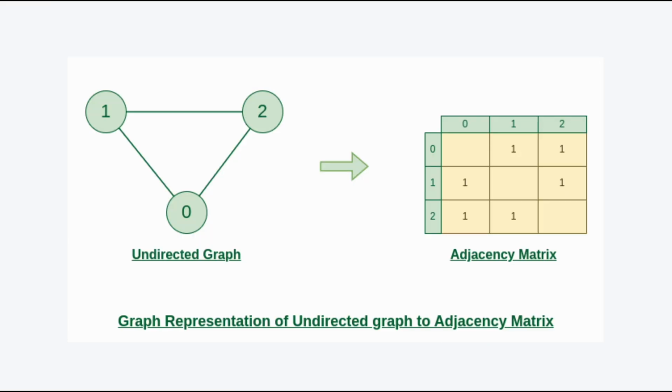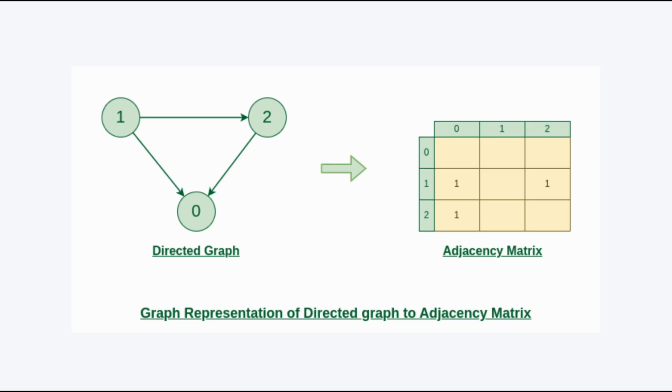Here we are going to see the graph representation of an undirected graph as an adjacency matrix. Here we can see that there are three vertices, which are 0, 1 and 2, and on the right side we have the adjacency matrix representation. Each element is mapped with the other two elements in the graph. So 0 has an edge with 1 and 2, and 1 has an edge with 0 and 2, and 2 also has an edge with 0 and 1. So we'll map the edges as 1 in the respective places.